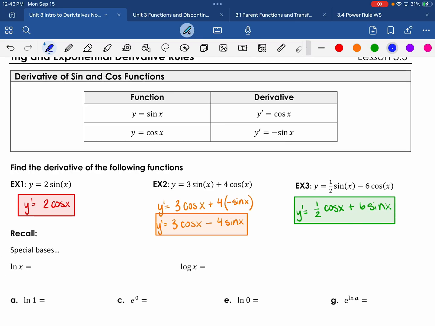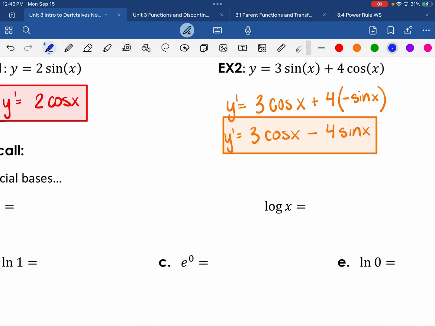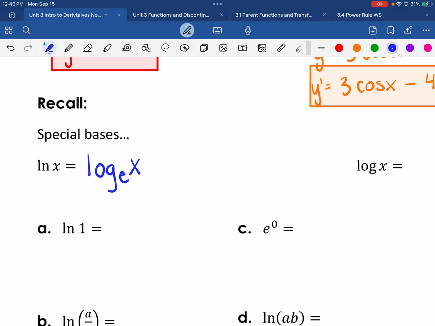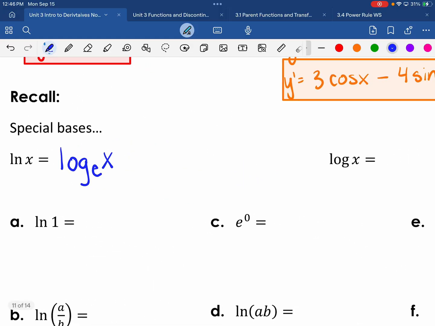Okay, does that make sense so far? All right. So now we get a little pre-cal review here with my logs, because now we're going to talk about logs and e's and ln's. Do you remember what base ln is? Log base what? E. And what base is a log that doesn't have one, like log x?